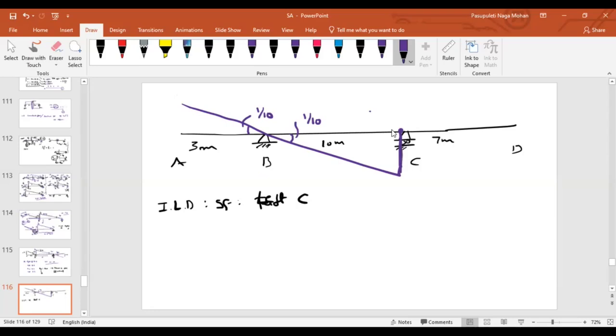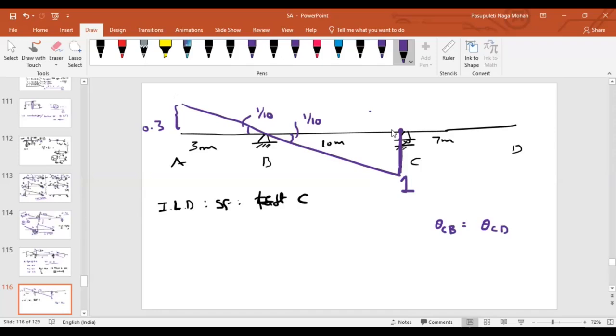What about this magnitude? Just to the left of C, then total length will be 10 meter. 10 into 1/10. This is also equal to 1. And what about this ordinate? 3 into 1/10, 0.3. Now, just nearer to the support, at joints, how many members are connected? Theta CB is connected, and also theta CD is also connected. To make the continuity requirement, theta CB must be equal to the theta CD.